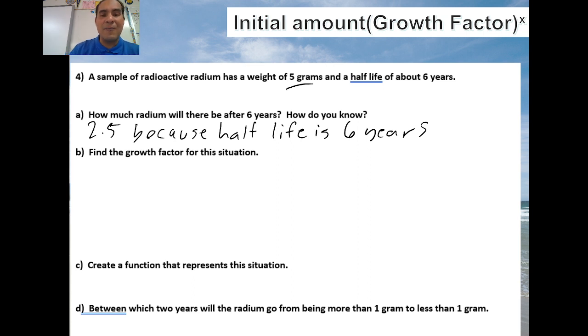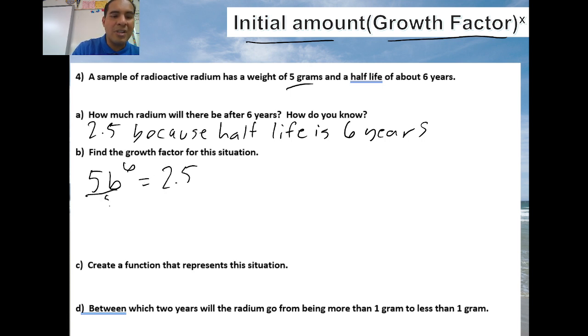Find the growth factor for this situation. This question is actually probably the most difficult part of this particular question number 4. We start with 5 grams, so we're going to use initial amount times growth factor to the power of x. Now in this case, we don't know the growth factor, but we do know the initial amount is 5. We don't know the growth factor, so I'm going to call that b. Then I do know after 6 years, that is a 6 up on top, there's only going to be 2.5 grams of this material left.